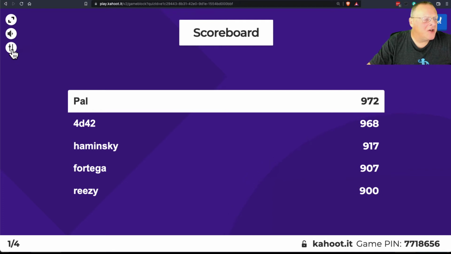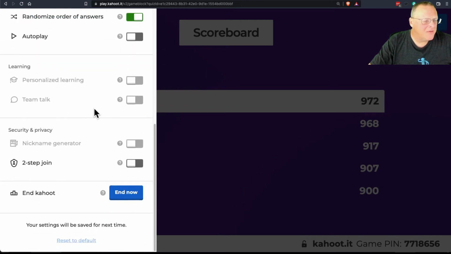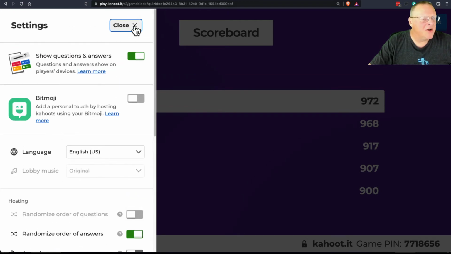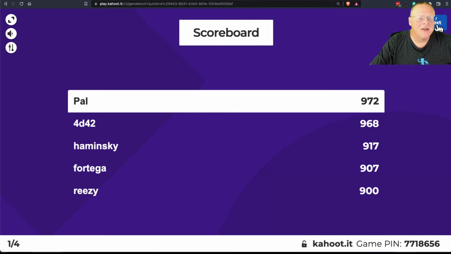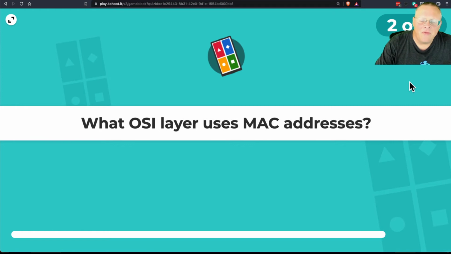Let me check my settings. Yeah, it is showing. All right, good. Showing answers on there. Wonder if I can change the time. Nope, won't let me do that from here. That would be nice. All right. Where do you find the MAC addresses?